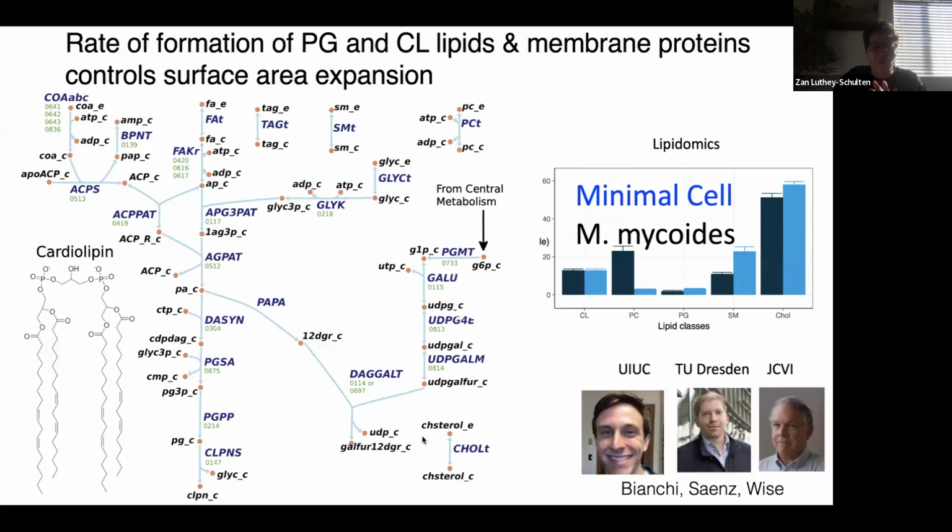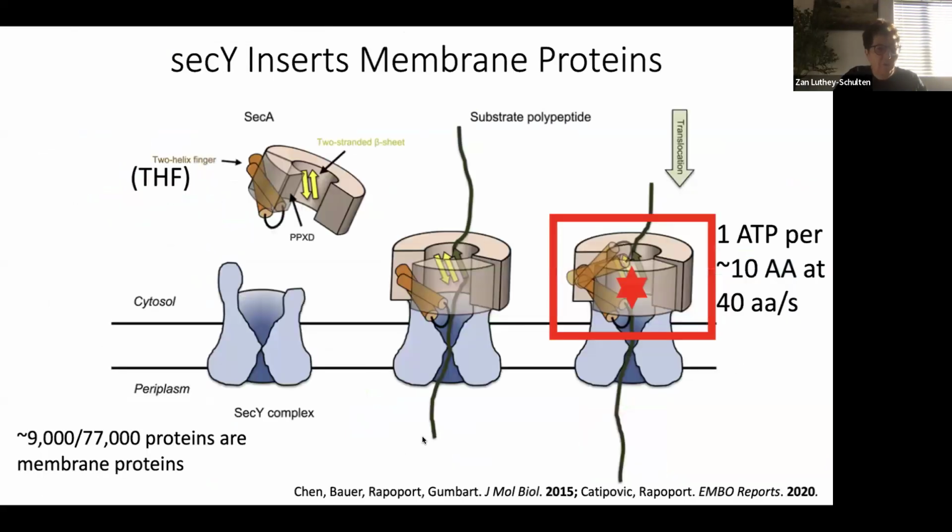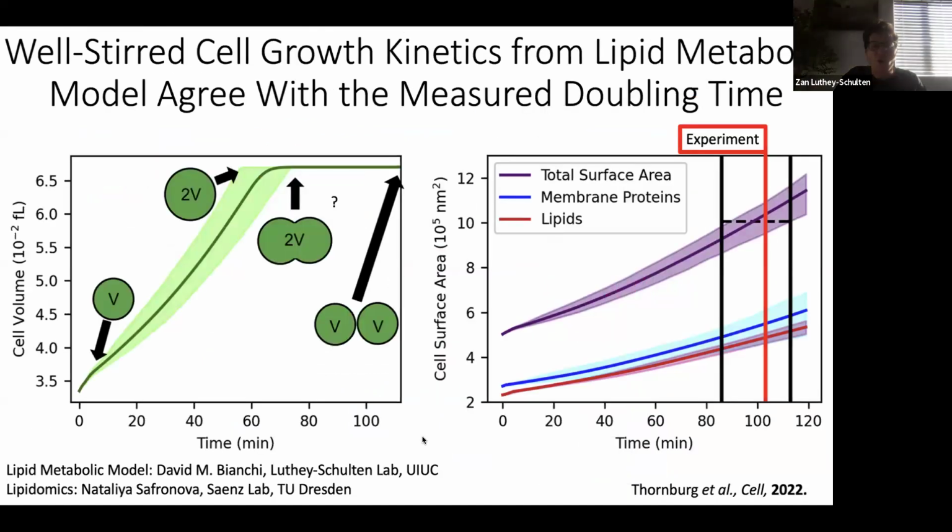So, as I said, we are very happy with this. We can know the rate at which the lipids are being made. We also had a way to, when you're making membrane proteins, we had an estimate of what the insertion rate should be and what the ATP costs are. And then for every lipid in membrane protein, we could assign an area to it. So we could also calculate the surface area as a function of time, as well as the volume.